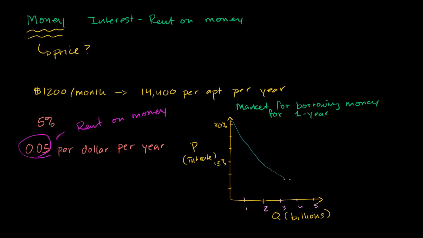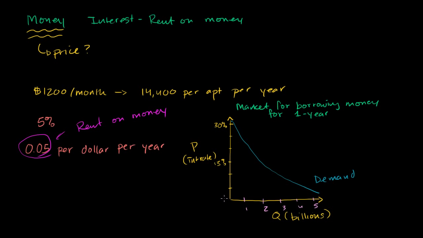And this is just the exact same thought process as you would have if we were thinking about the market for ice cream, or if we're thinking about the market for apartments or anything else. So this is our demand curve. And when we think about the supply curve, same exact thought process as we would for supply of any product.